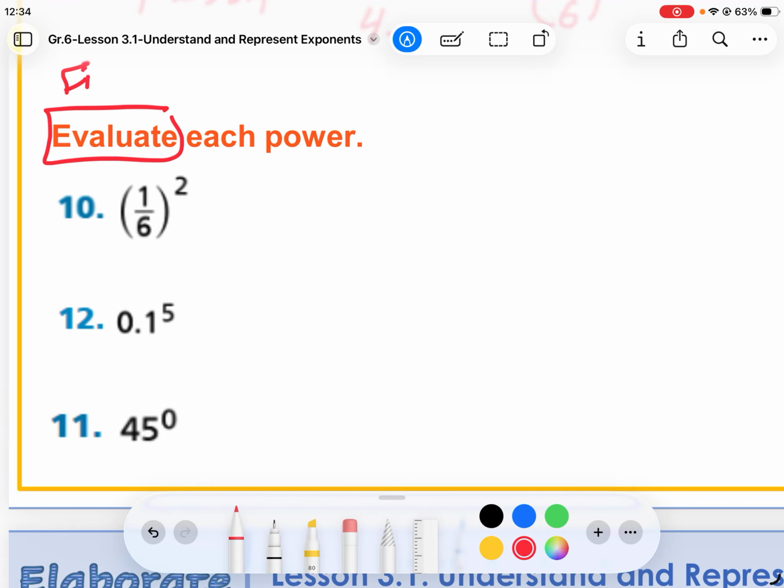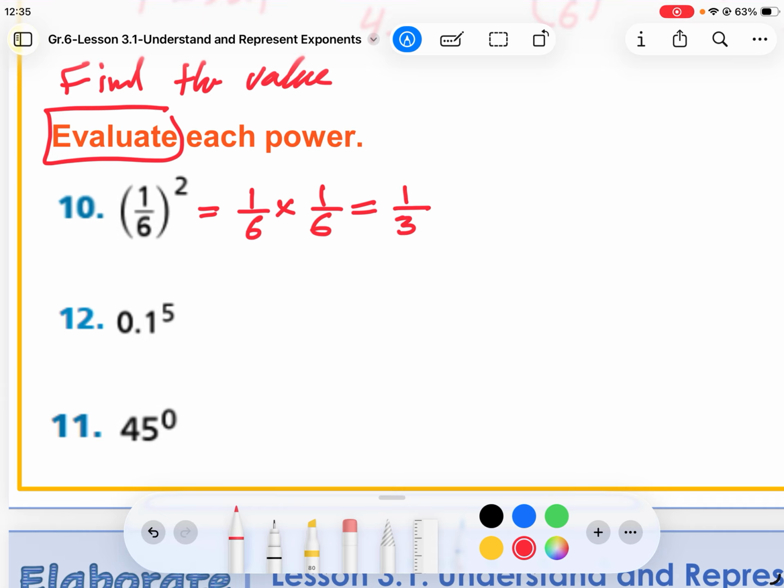Okay, find. This is not writing. Find the value. We want an answer from you. So let's do it. 1/6 to the power of 2. That means 1/6 times 1/6. So let's multiply. 1 times 1, that's 1. And 6 times 6, that's 36. That is your answer. Okay, how do you multiply fractions? You multiply top times top over bottom times bottom, and you're done.